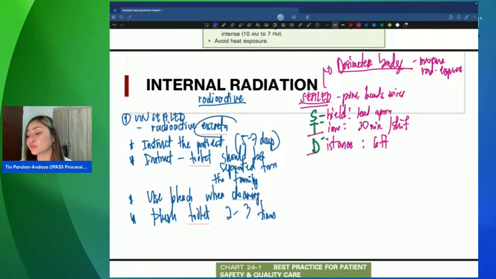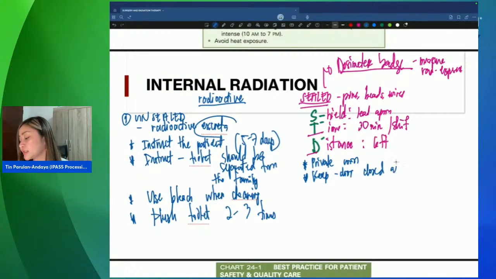And it's very, very important when your patient is in this radiation therapy. Yes, we will place the patient in a private room. Very good. What else? And of course, we'll post a caution sign that there is a radioactive material on the door. Take note of that one. What else? Keep the door closed at all times. All right.